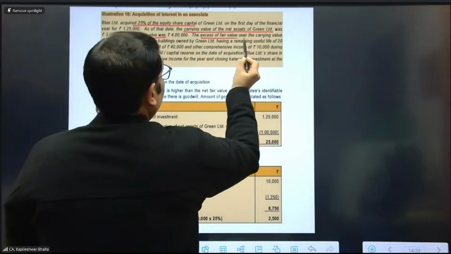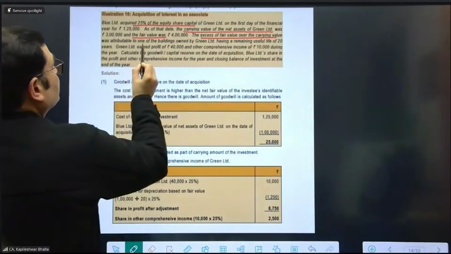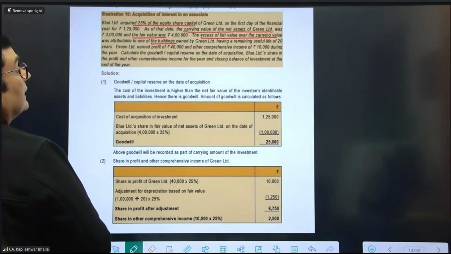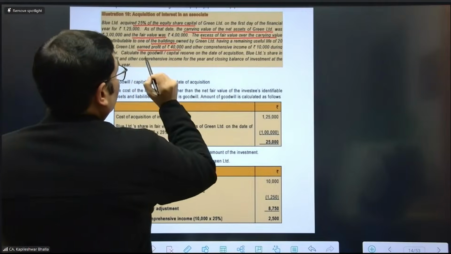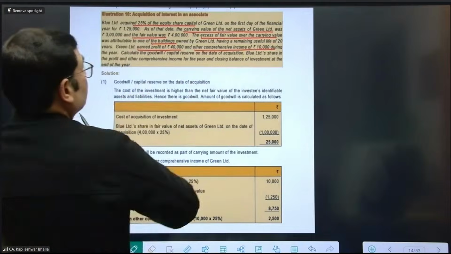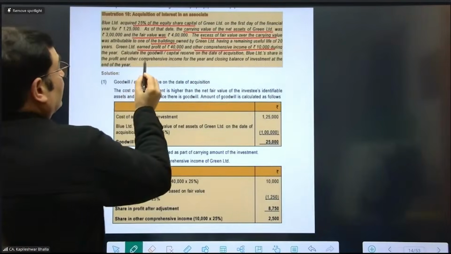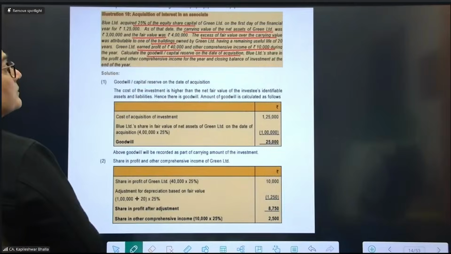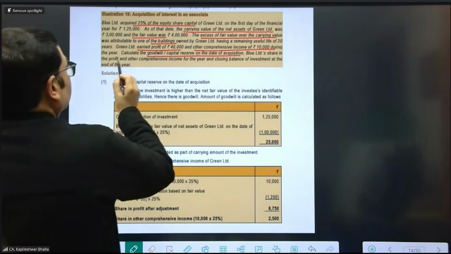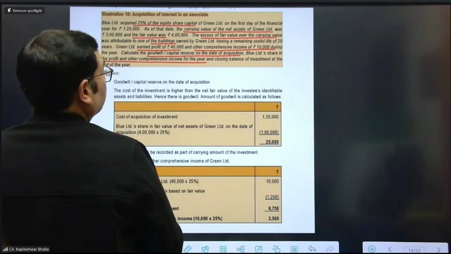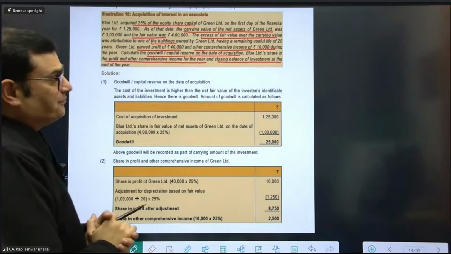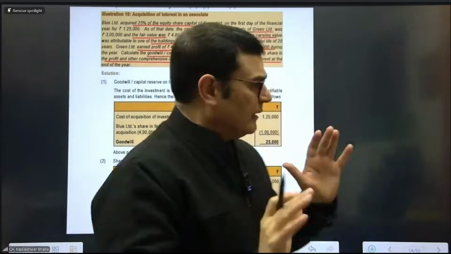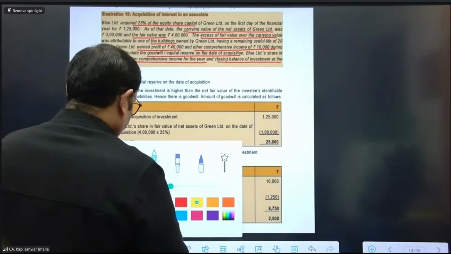Then he says the excess of the fair value over the carrying amount is attributed to the building owned by Green, having a remaining life of 20 years. Green earned a profit of 40,000 and other comprehensive income of 10,000 during the year. Calculate the goodwill or capital reserve on the date of acquisition. Step 1. Blue share in the profits and other comprehensive income for the year, and then calculate the closing balance of the investment at the end of the year. So we're going to work out the 2 steps and analyze the inputs. Let's begin with the step number 1.